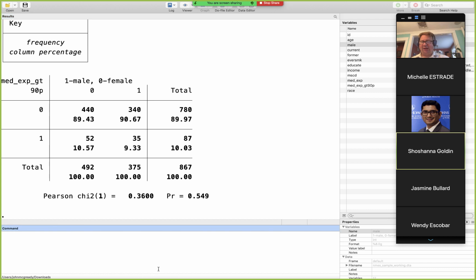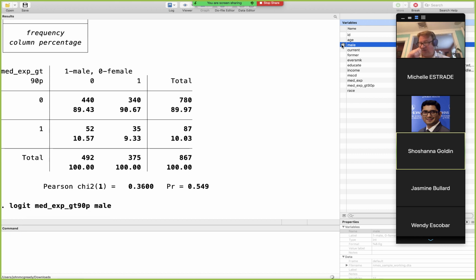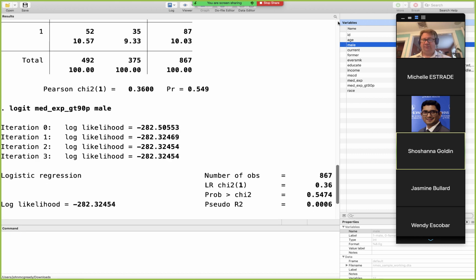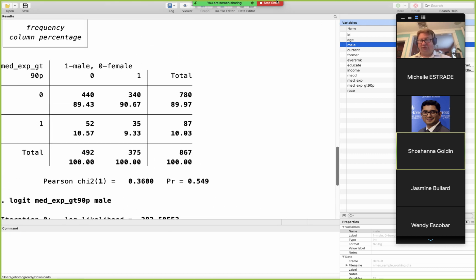So how do we go about doing this? Well, the first command I introduced you for doing logistic regression, instead of using the command regress like we do in Stata, we use the command logit, for example. And I give it my binary outcome, and then I give it my predictor, in this case male, which is binary as well, encoded as a 1 for males and a 0 for females, right?